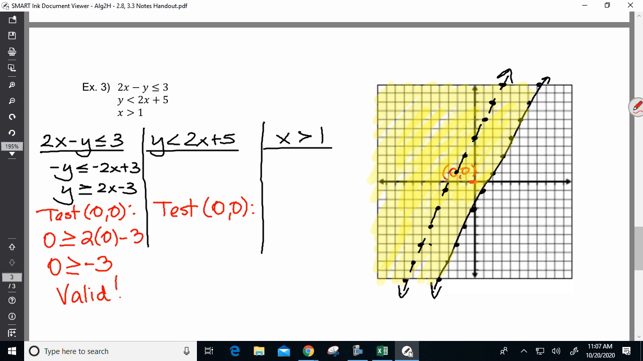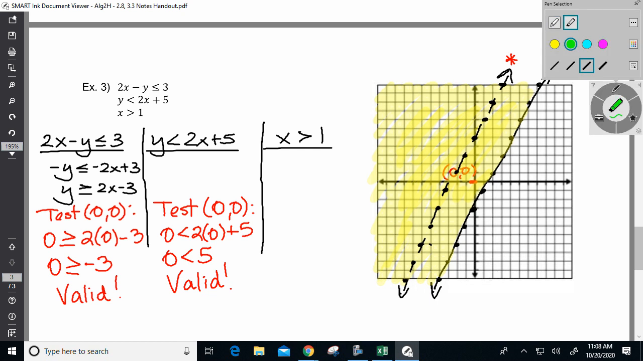So for that dotted line that we just drew, if 0, 0 doesn't work, we're going to shade on the other side. We're not going to go test another point for it. So we got 0 less than 2 times 0 plus 5. So 0 is less than 5. That's valid. That's going to work. So let me choose blue and shade on this side.